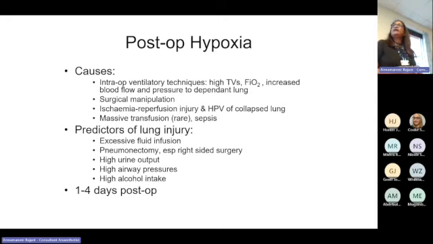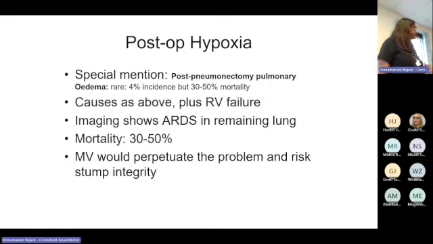Okay. High alcohol intake and high airway pressures, the way you would ventilate them, would be risk factors for post-op hypoxia. Not entirely sure why high alcohol intake would be a risk factor, but it is quoted as a risk factor. And it commonly occurs at about 1 to 4 days post-operatively. Okay. So again, just going back to talking about this post-pneumonectomy hypoxia, it is rare.